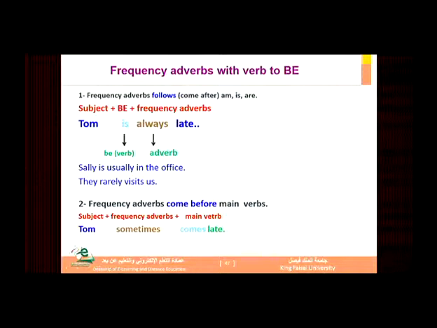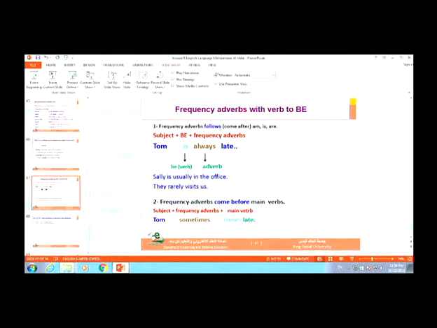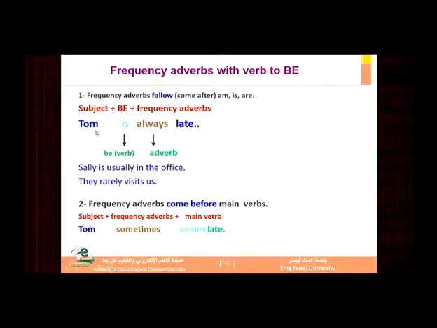Again, if you look at this sentence, frequency adverbs follow. Here we have a plural subject, but the verb has got a spelling mistake or an error, where we do not have to have this s at the end because the sentence has a plural subject. So frequency adverbs follow, in the sense that they come after the verb to be, which can be either am or is or are. They don't come before. They come after am, is, are.